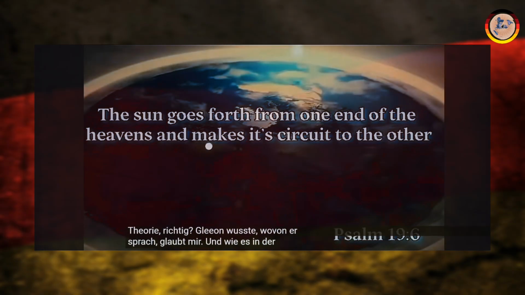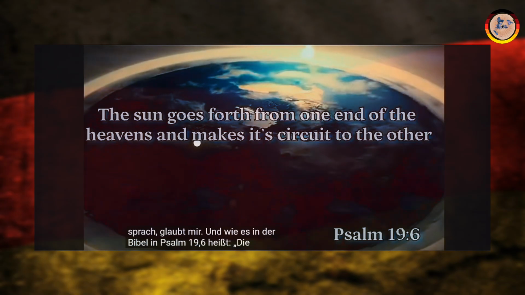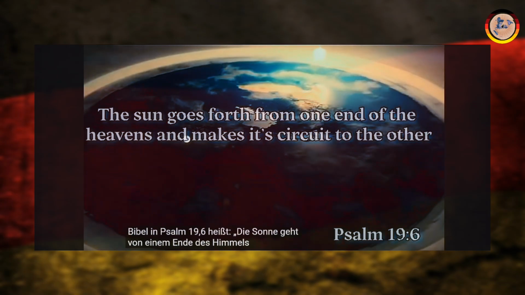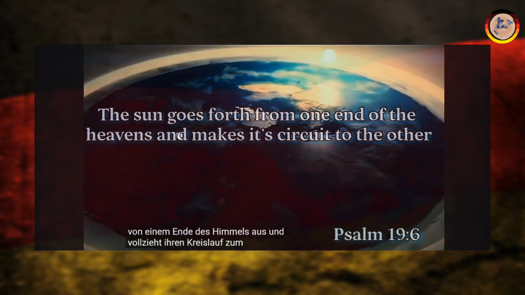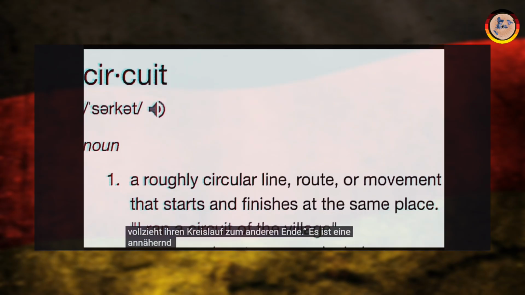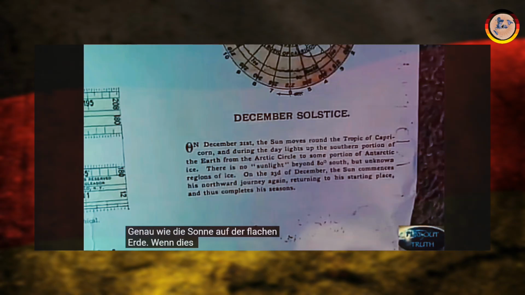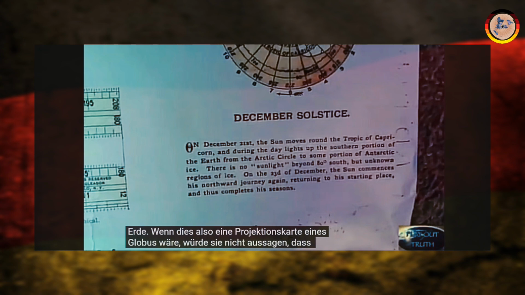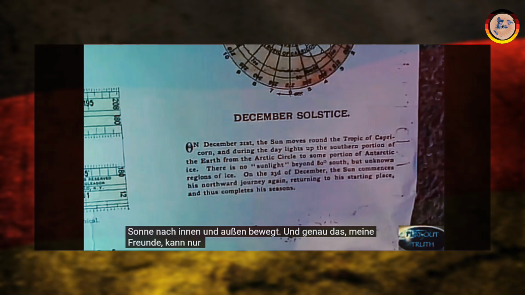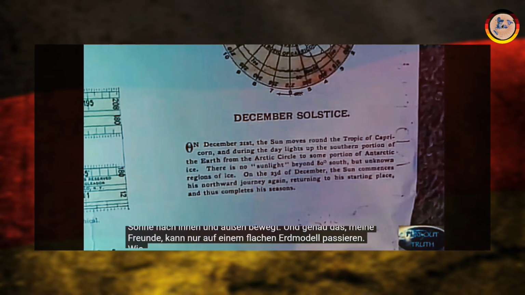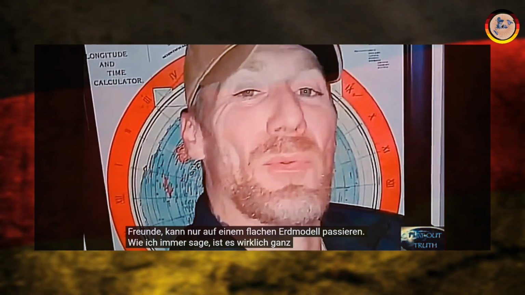And just like the Bible says in Psalm 19:6, the sun goes forth from one end of the heavens and makes its circuit to the other. Circuit: a roughly circular line, route, or movement that starts and finishes at the same place, just like the sun does on the flat Earth. So, if this were a projection map of a globe, it would not state that the sun moves inward and outward. And that, my friends, can only happen on a flat Earth model. Like I always say, it's really simple.